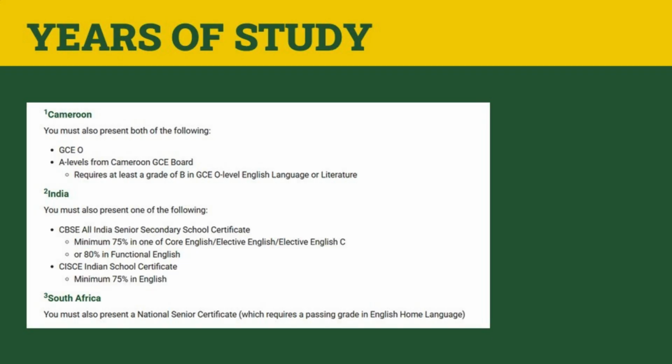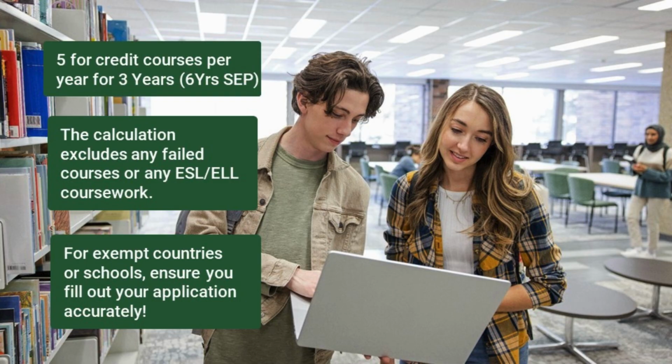So just be aware that if you are coming from these 3 countries, you do need to provide additional proof through these methods. In summary, for years of study, we're looking at 5 credit courses per year for 3 years for ELP, 6 years for spoken language proficiency. We're looking to make sure that calculation excludes any failed courses or any English as a second language courses or English language learning courses. And then finally, we're looking to see if you have any exemptions or anything like that, whether it be through your school or the years of study that you have.